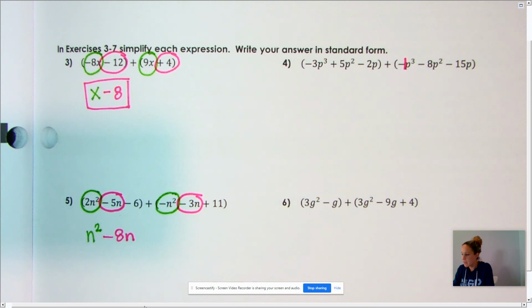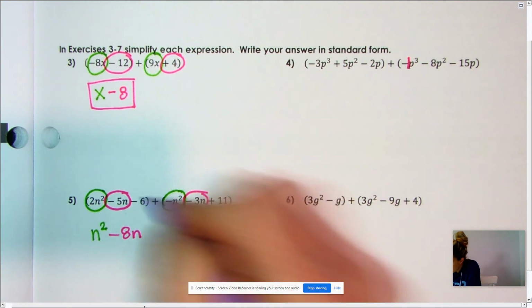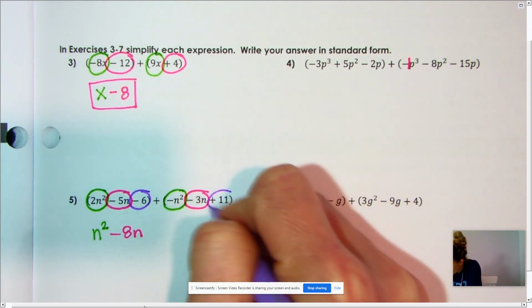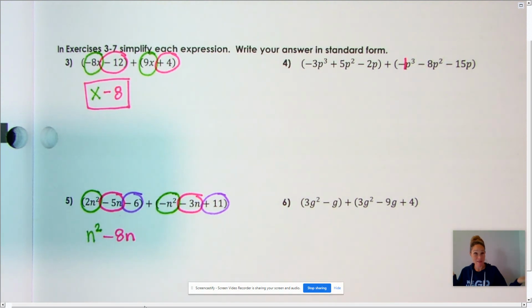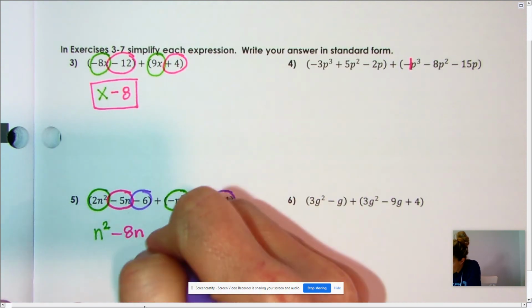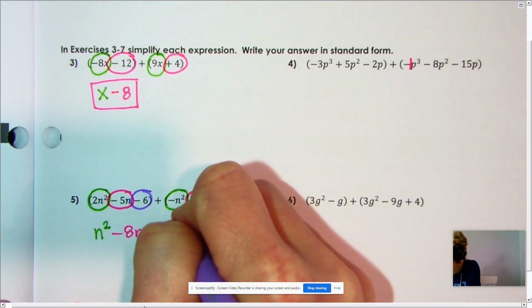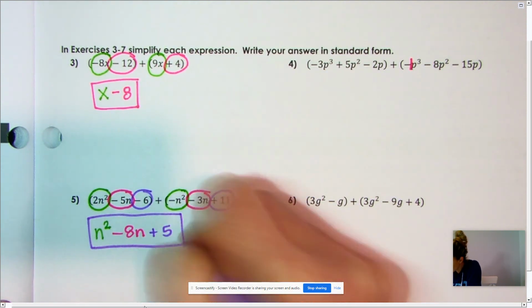Okay, then our next one we're going to look at is this -6 and the +11. Remember, pluses and minuses cancel each other out. If I have 6 little minuses and 11 little pluses, 6 of them are going to cancel. And so I'm going to have some extra pluses there at the end. And so to figure out how many, you just subtract 11, take away 6, and you've got 5 left over. So I'm going to write +5, and that is my final answer.